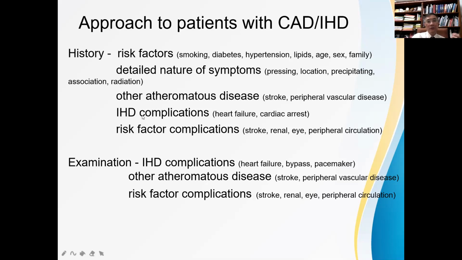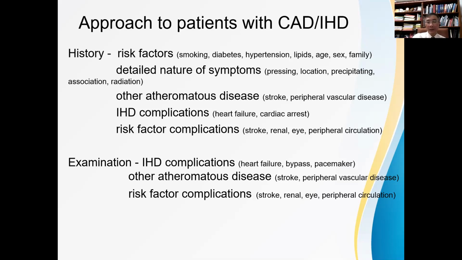Ask for the complications from ischemic heart disease like heart failure, prior cardiac arrest, which means the patient feels abnormal, unwell, faints, and loses consciousness. Look for the complications from the risk factors again, like stroke, like renal damage, like problems with the eyes and peripheral circulation. And in examining the patient, look for complications from ischemic heart disease, like heart failure, whether the patient has had previous bypass surgery or a pacemaker. Look for evidence for other atheromatous disease like stroke.